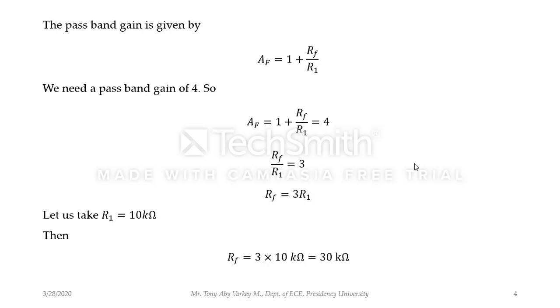The passband gain we have derived in class is given by AF equal to 1 plus RF by R1. In the question we need a passband gain of 4. So AF equal to 1 plus RF by R1 should be equal to 4, which means RF by R1 equals 3, which gives RF equal to 3 times R1. Now let us take R1 as 10 kilo ohm. You can take whatever you want, but I would suggest you take more than 1 kilo ohm. So if R1 is 10 kilo ohm, RF will be 3 times 10 kilo ohm, which is 30 kilo ohm.